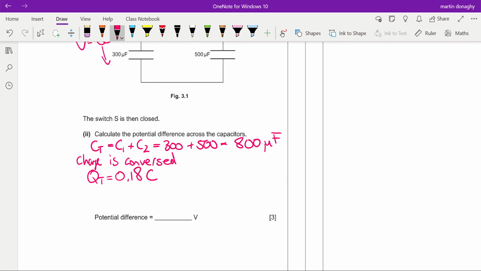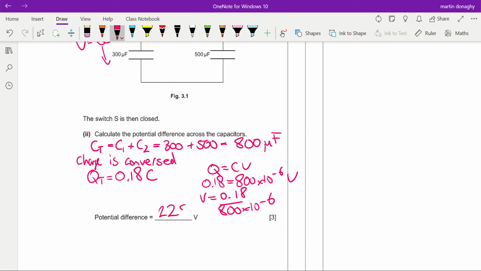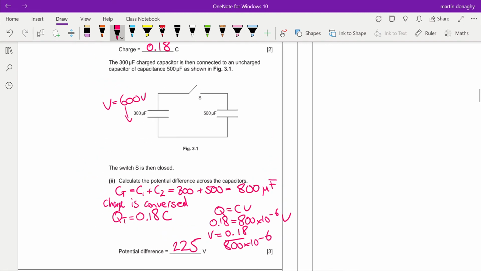So we can then do Q equals CV, but using those total values: 0.18 equals 800 by 10 to the minus 6 times V. So V equals 0.18 divided by 800 by 10 to the minus 6. And that should give you a voltage of 225 volts. Okay.